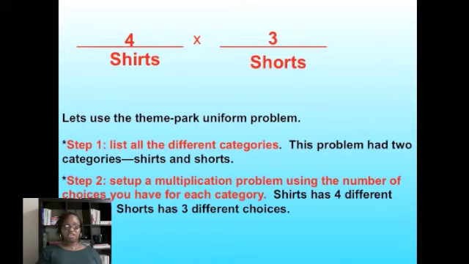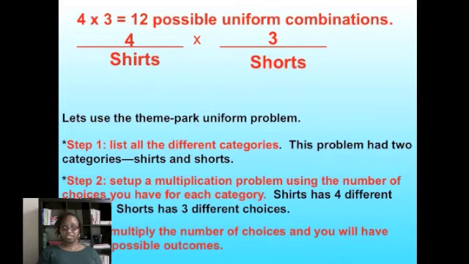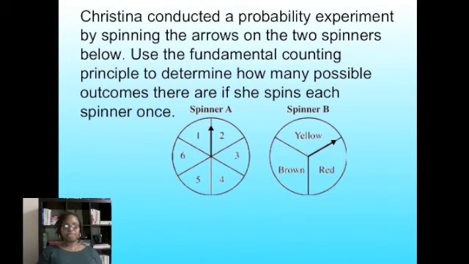And so all you do from here is multiply to get your total possible outcomes. So you're multiplying the number of choices you have for each category. And so 4 shirts times 3 shorts gives you 12 possible uniform combinations, okay? So let's look at that fundamental counting principle in another problem, okay?